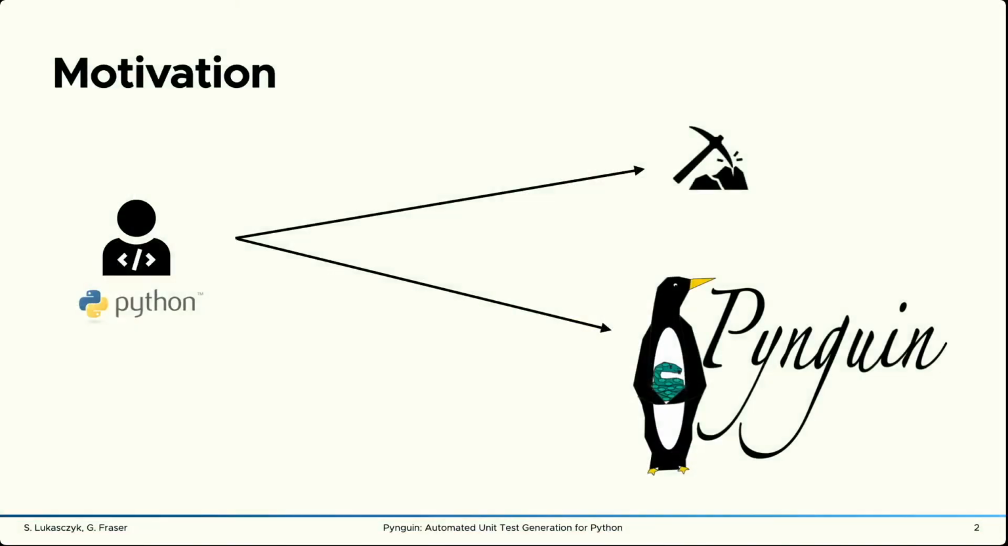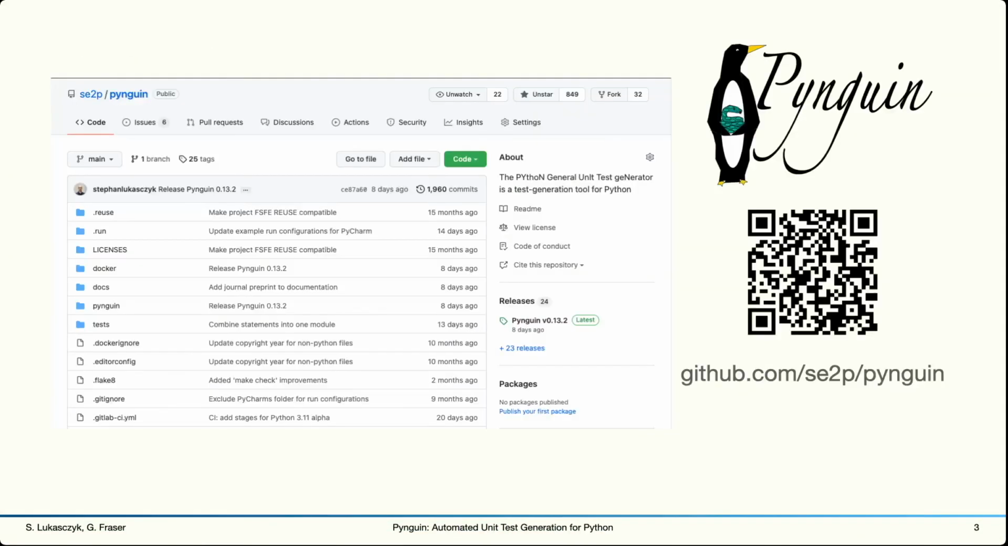So to conclude, we have provided a tool called Pynguin, which is open source. It's available from GitHub, and we would be happy if you would like to use it and give us your feedback or contributions, and use it for your further research or practical examples.